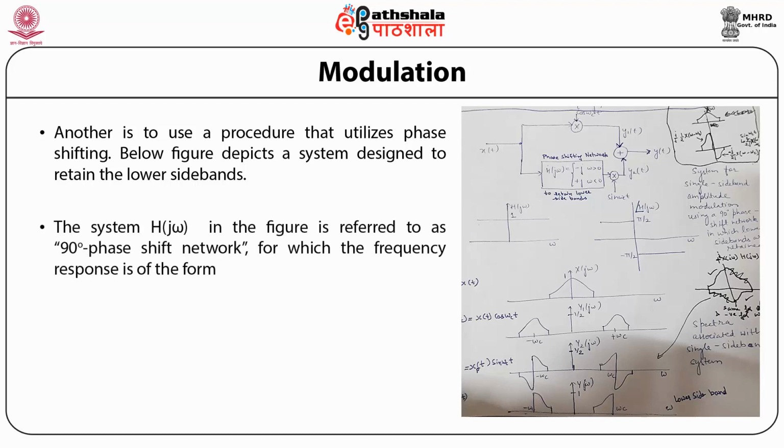So the system H(jω) in the figure is referred to as a 90-degree phase shift network, for which the frequency response is of the form H(jω) = −j for ω greater than 0 and +j for ω less than 0.